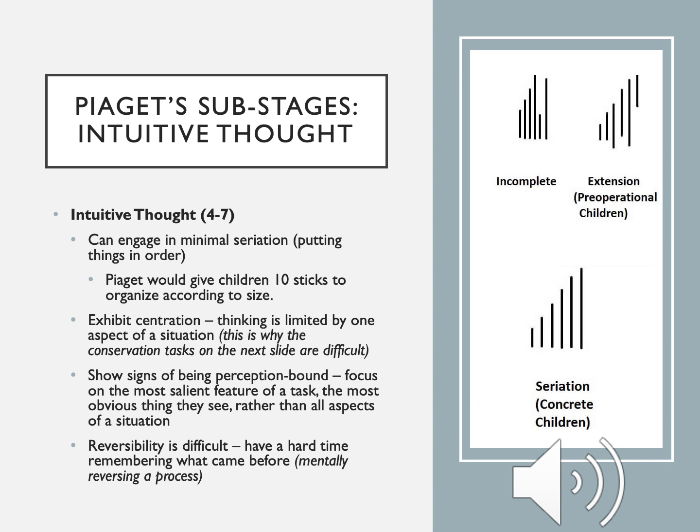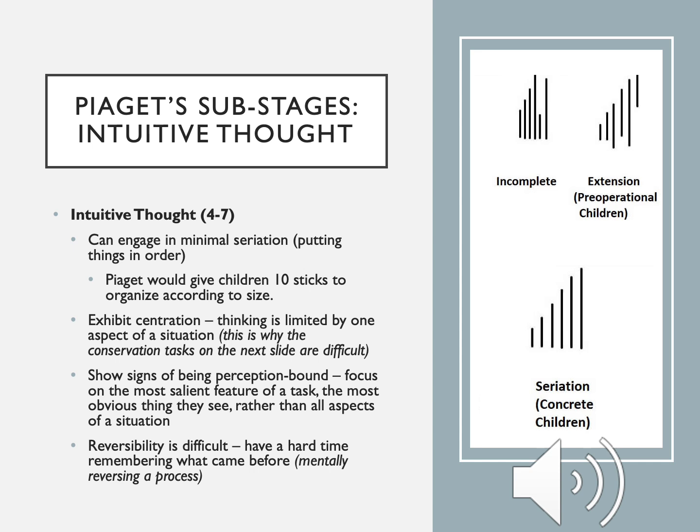So they tend to get hyper fixated on the way that things look rather than examining all variables of a task. So we'll see that in the conservation tasks on the next slide. We do also see that reversibility is difficult for children, so they do have a hard time remembering what came before, so that mental process of reverse.